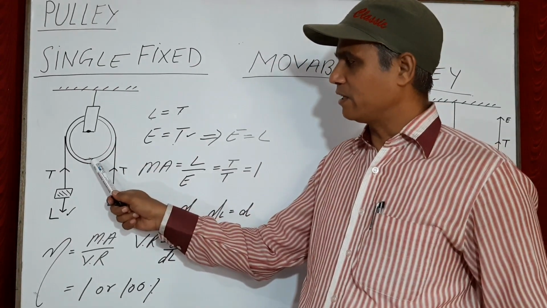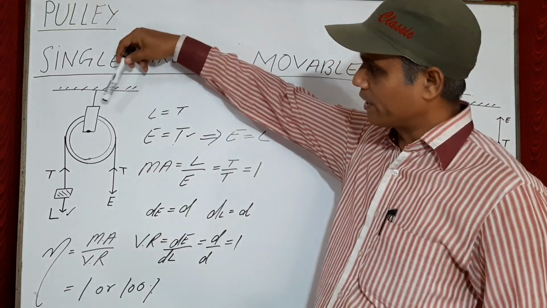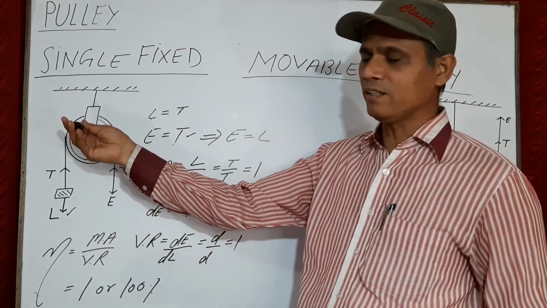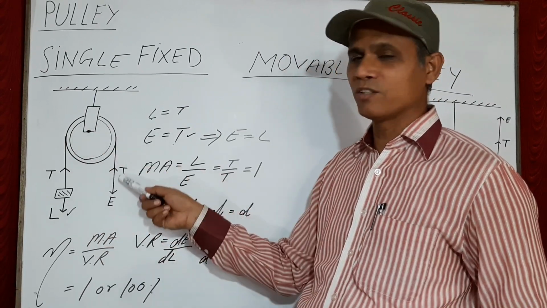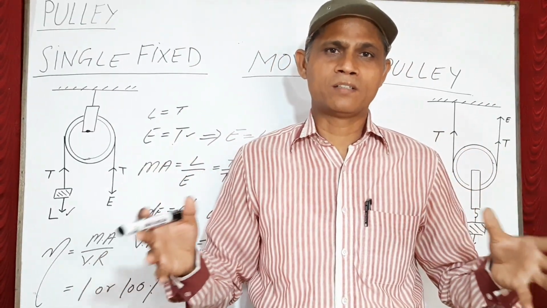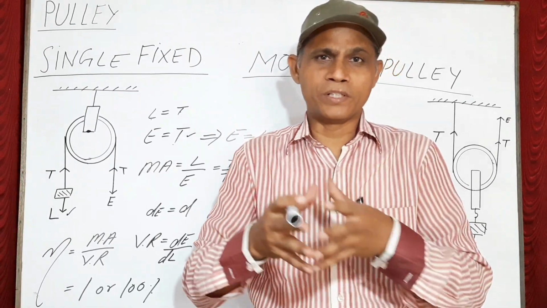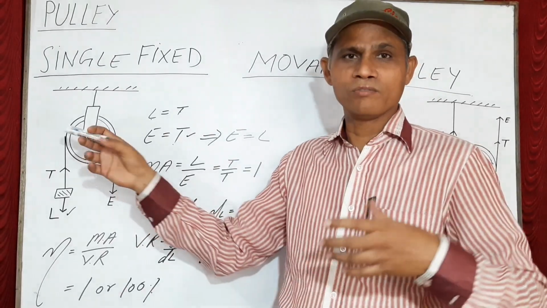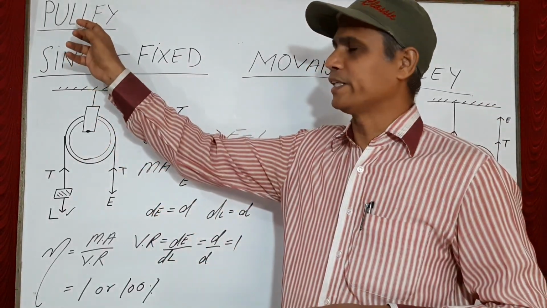Here you are having a pulley, a disc, and here you are having that frame. Here this is the axle, and you are having a load, you are having this string which is passing over it. So this is nothing but a pulley, a metallic disc or a wooden disc which has a grooved rim, and an axle which is fixed in a frame. That is called a pulley.